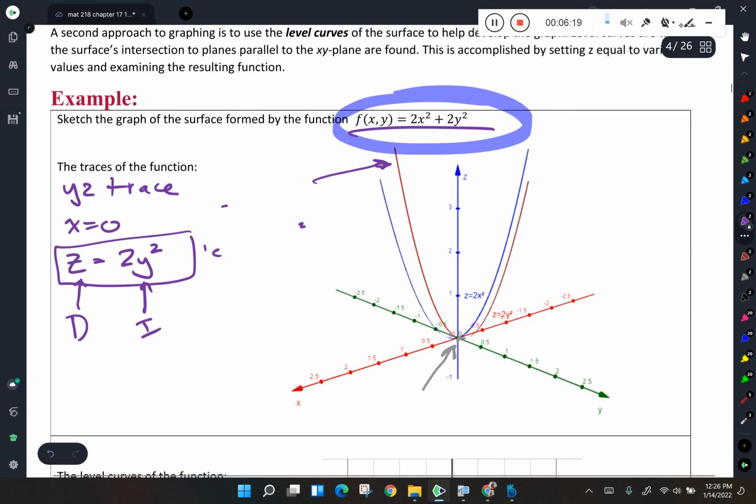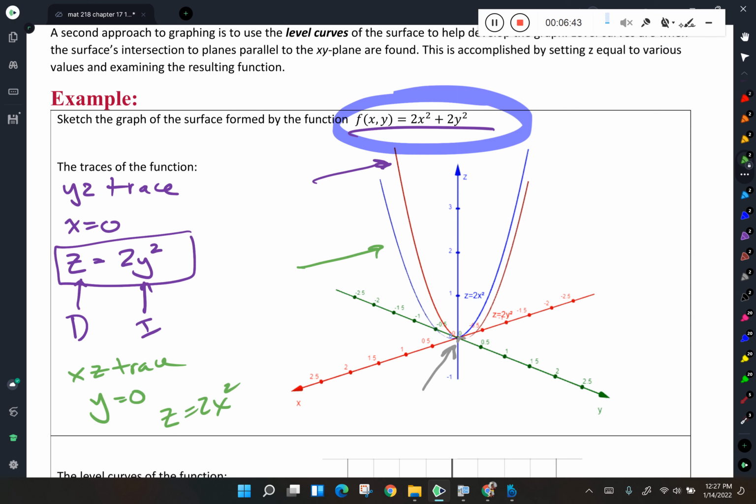And then if I try to do the other trace, let's see, I did the xy trace, I did the yz trace, so I'd be looking at the xz trace. So that's when y equals 0. If I set y equals 0, I get the equation z equals 2x squared. So it's another parabola, and that's that blue parabola there.